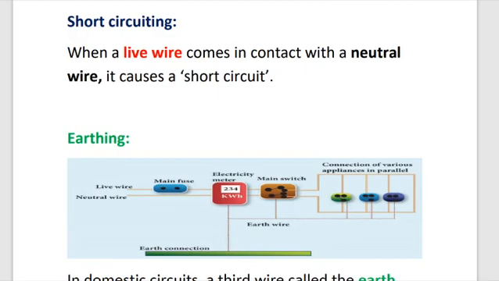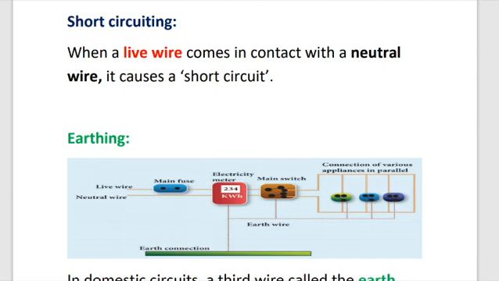Due to short circuiting, the effective resistance, that means total resistance in the circuit, becomes very small. If resistance becomes very low, how will the current flow be? It will be very high. So for this reason, a large amount of current flows through the wires.